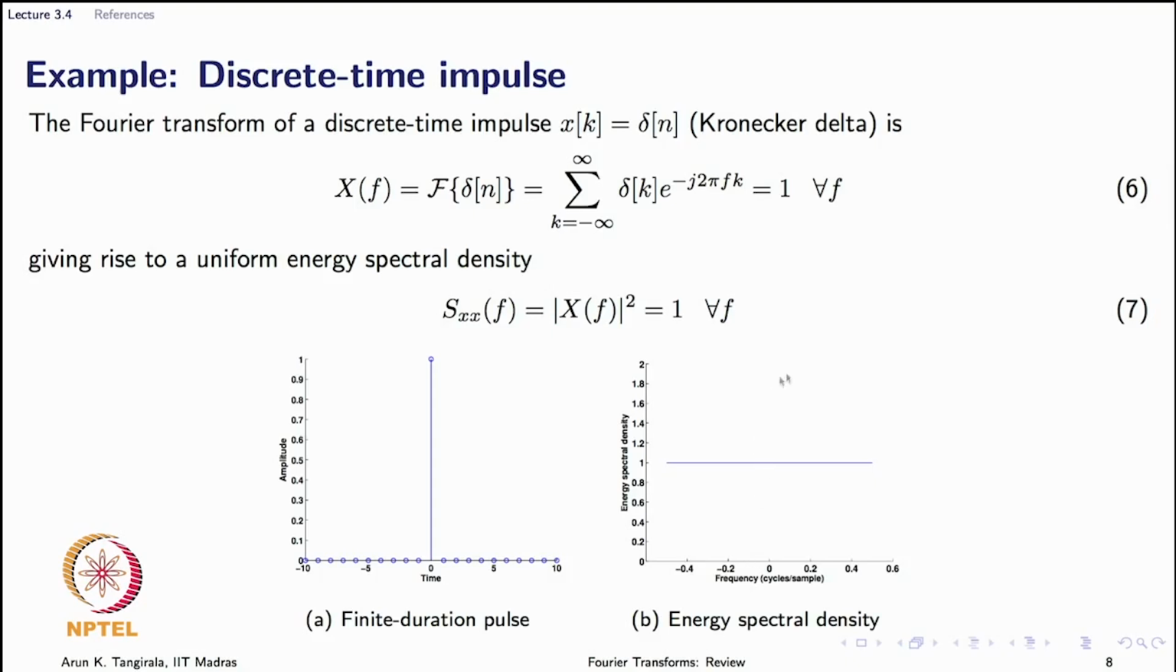Just plugging in this expression for the signal into the Fourier transform expression clearly brings me this very interesting result, that the Fourier transform is unity, assuming a unit impulse, at all frequencies. What this tells me is that when I have a signal that is highly localized in time. Now, we are showing you the signal here on the left and the energy spectral density on the right.